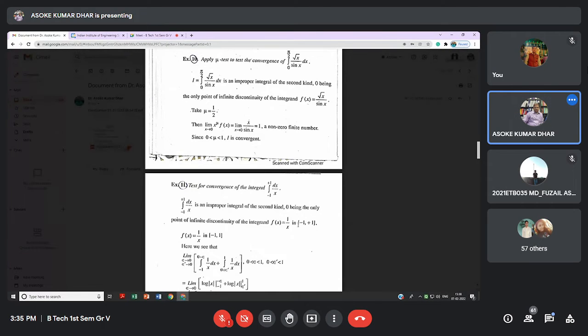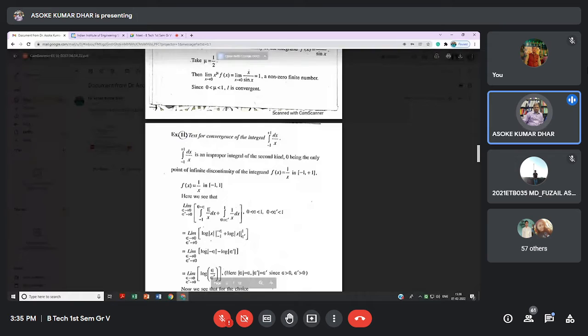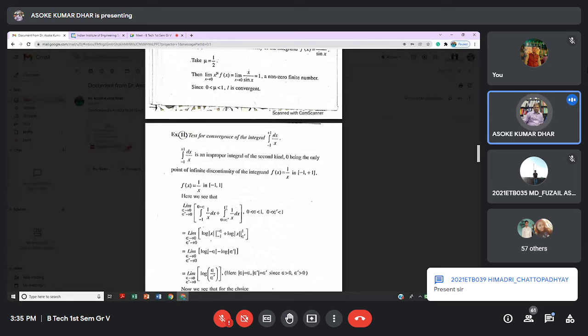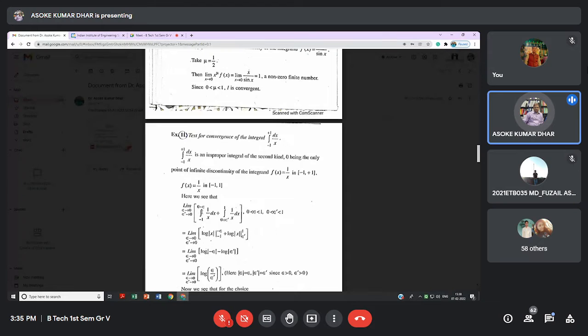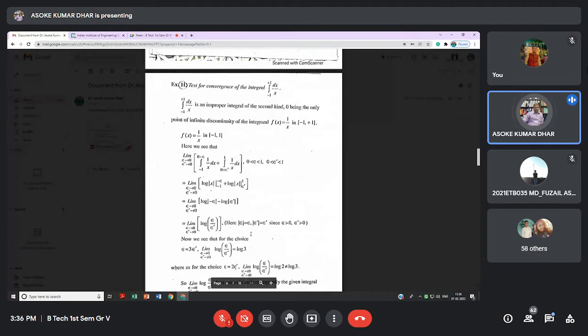Now we divide this into two parts, minus 1 to 0 and 0 to 1, and take the limit. In this case, you write 0 minus epsilon, since 0 minus epsilon lies between minus 1 and 0, and 0 plus epsilon dash always lies between 0 and 1. Epsilon and epsilon dash may be equal or unequal. In the general sense they are unequal, but in the Cauchy principal value sense, they are equal. So integrating and taking the limit, you will get this value.